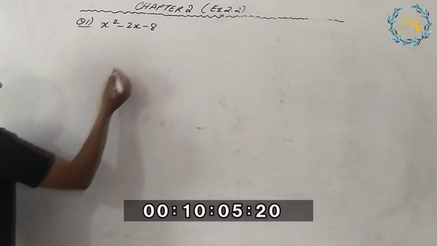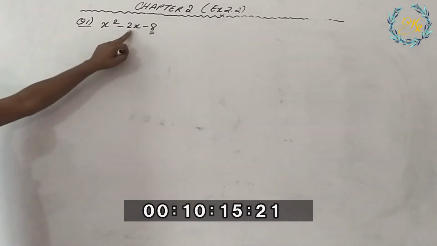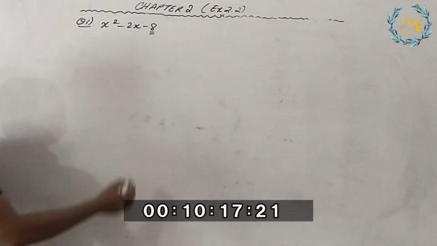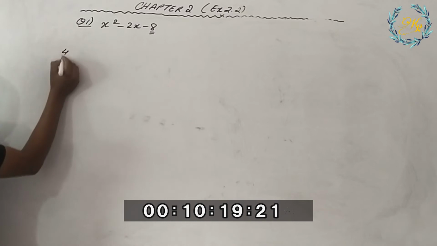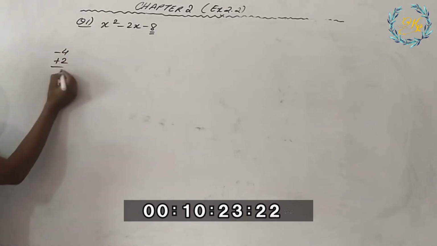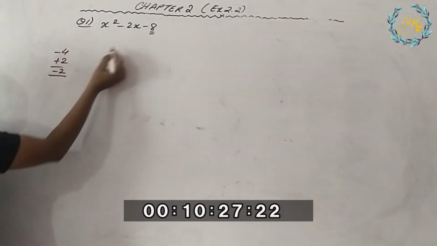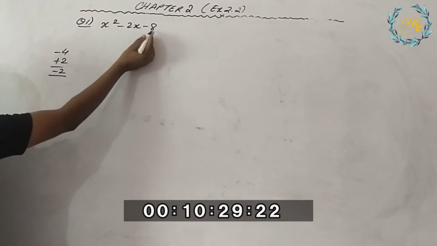If you see here, look at the last value. We have to look for two numbers which when multiplied give minus 8 and the same numbers on addition or subtraction give minus 2. Those two numbers are 4 and 2, 4 twos are 8. If I subtract these two, then I get minus 2. You can see the middle term is obtained here, and on multiplying them, plus and minus, minus 4 twos are 8.